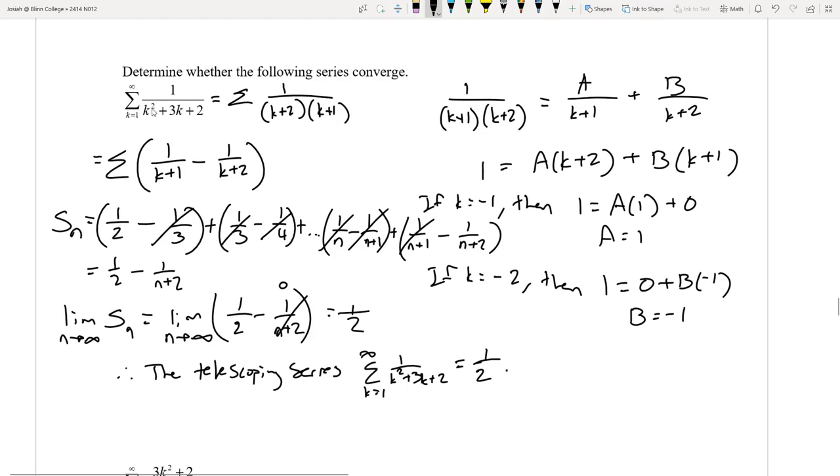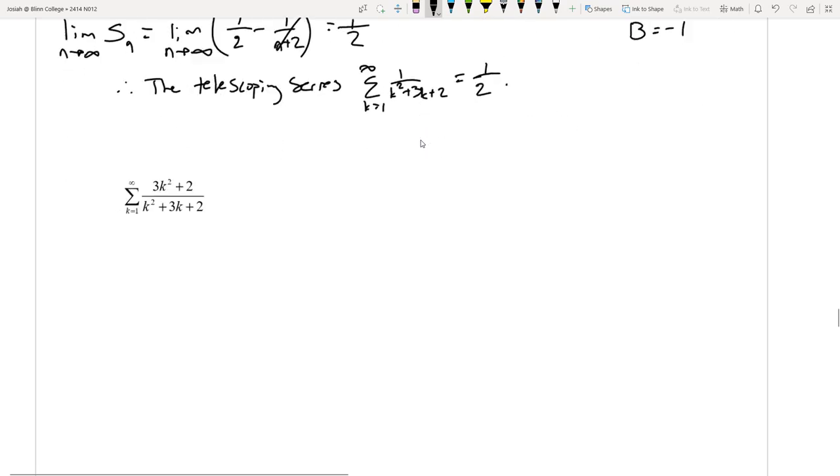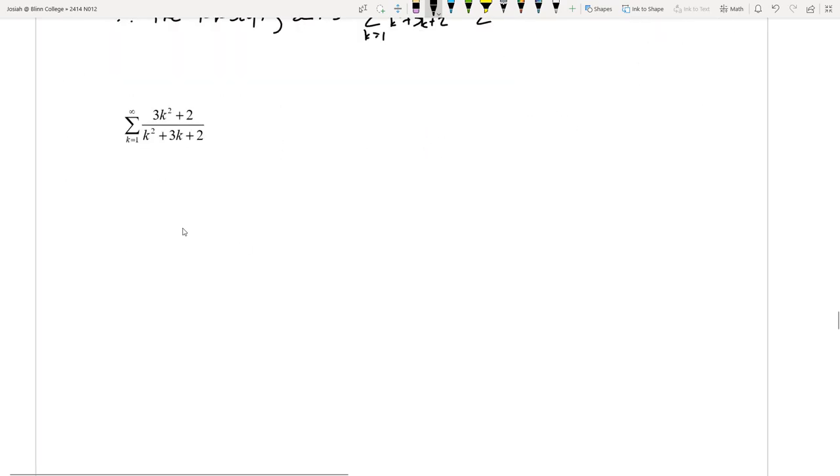So comparison test would not be very nice on this, simply because we have kind of extra stuff added in. It's not just a single constant. It could work, but in this case it was much easier to do telescoping series than trying to figure that out. All right, next one here.